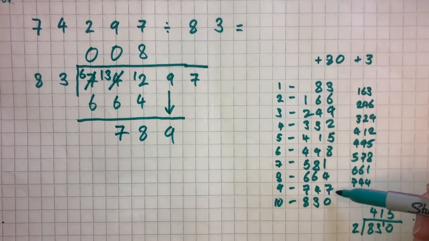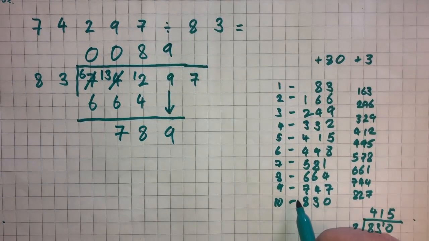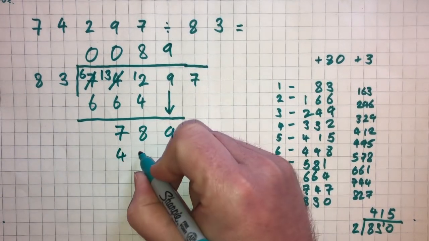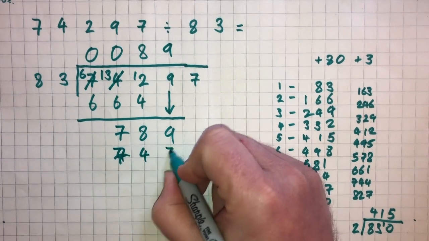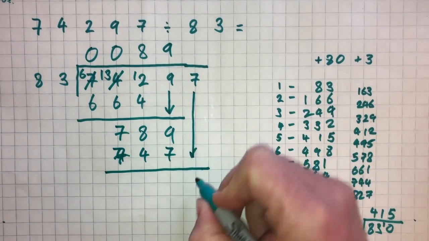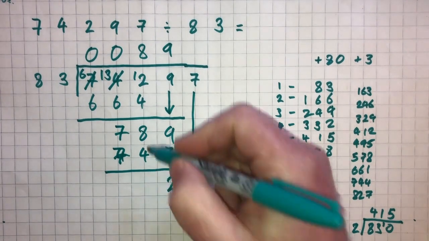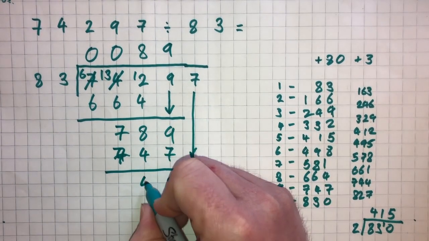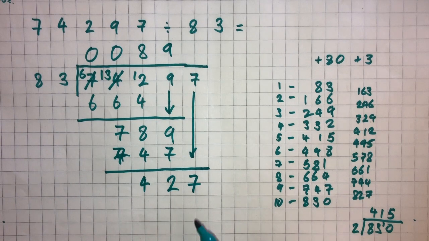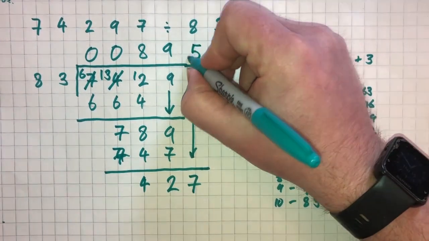Going down my list, the largest amount I can take off is 9 lots of that. So I put the 9 there, and I'm taking away 747. Okay, again, I send down the next digit, which is the 7, and I do 9 minus 7 is 2, and 8 minus 4 is 4. So, at this point, we now have to do 83s into 427. Going down my list, the largest number I can do there is 5 lots.